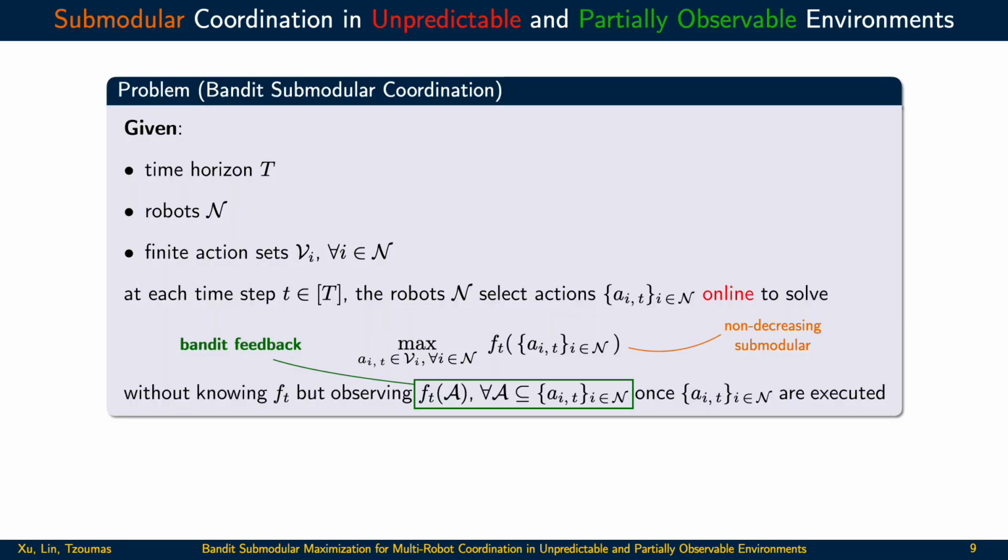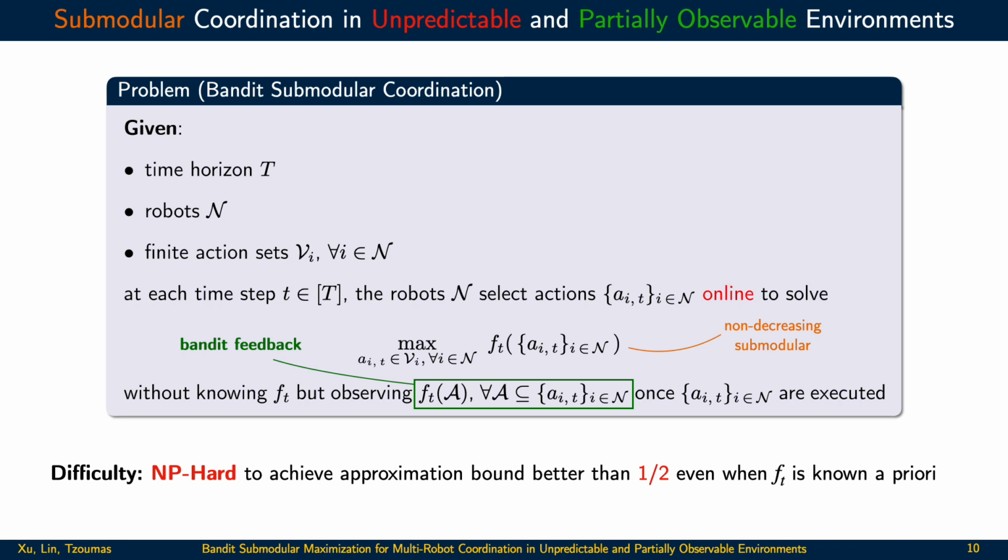In this paper, we reformulate the problem for such submodular coordination tasks to account for the above challenges in unpredictable and partially observable environments. In our problem formulation, the robots don't know FT a priori, but after selecting actions, they can observe the effect of their actions, that is, the value of FT that the selected actions achieve, as described in the green box, which is the bandit feedback.